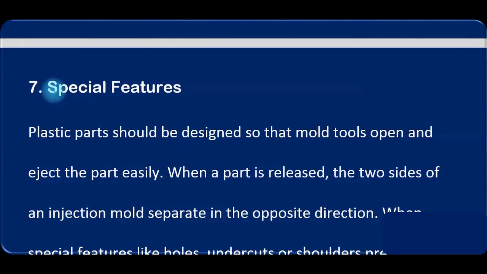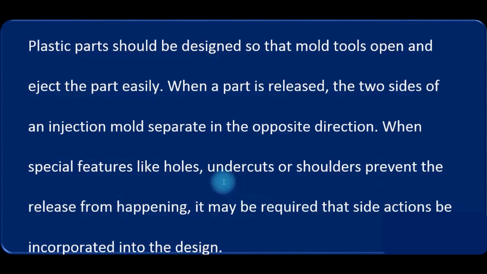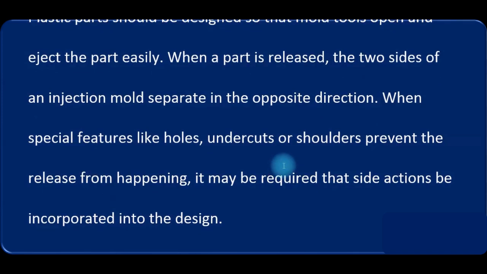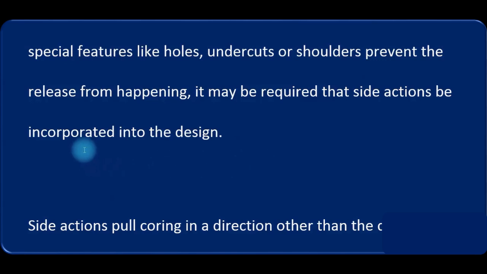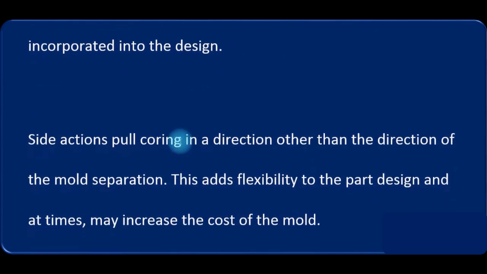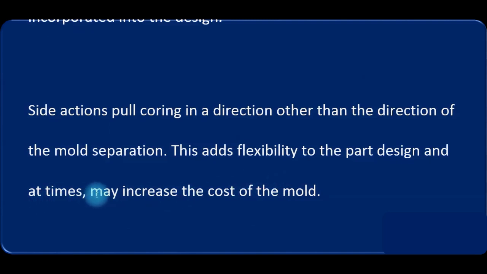Special features. A plastic part should be designed so that the mold tool opens and ejects the part easily. When the part is released, two sides of the injection mold separate in opposite directions. When special features like holes, undercuts and shoulders prevent the release from happening, it may be required that side action be incorporated into the design. Side action pulls coring in a direction other than the direction of the mold separation. This adds flexibility to the part design and at times may increase the cost of the mold.